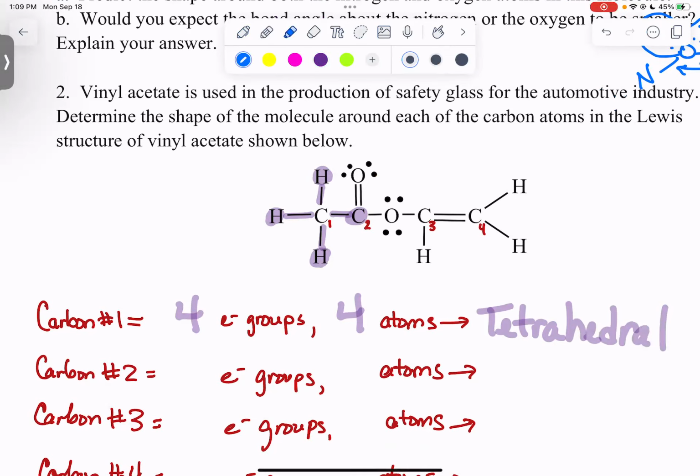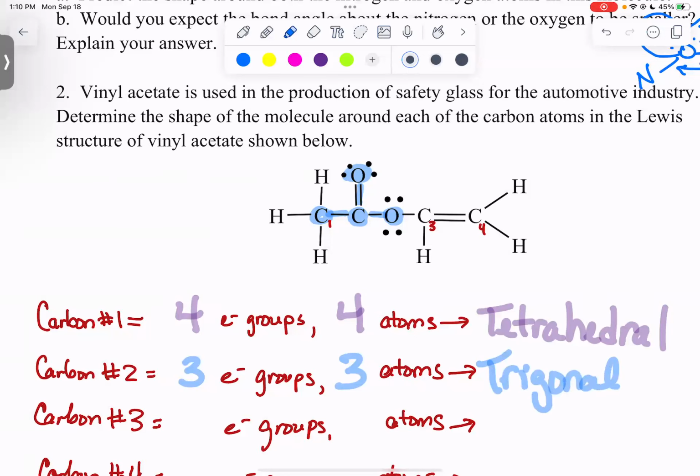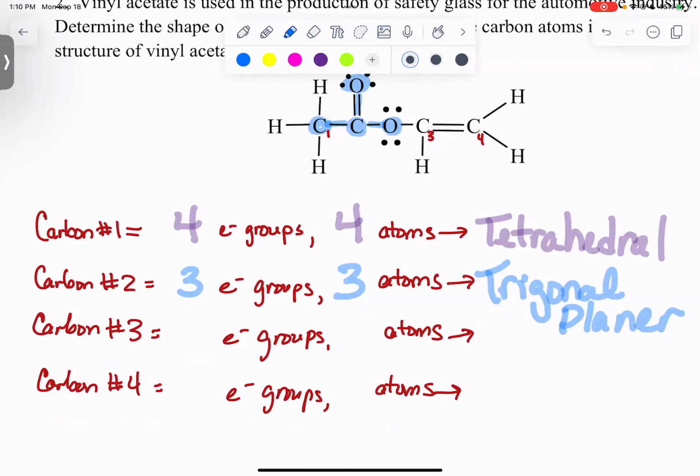Okay, so then I'm going to go to carbon number 2. Here's carbon number 2. I'm going to say I have 1, 2, 3 areas of electron groups. Then I'm going to look at my atoms, and I have 1, 2, 3 atoms and no lone pairs. So 3 and 3 makes trigonal planar.